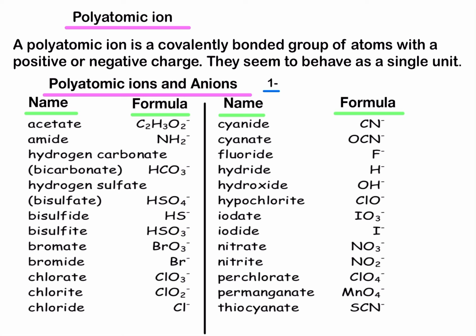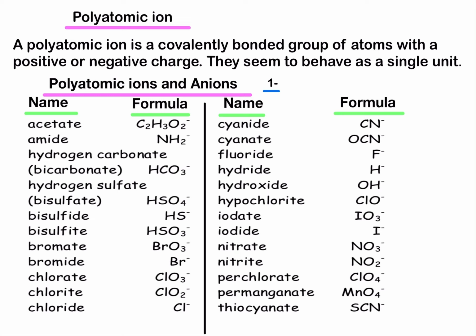A polyatomic ion is a covalently bonded group of atoms with a positive or negative charge. They seem to behave as a single unit. Now let's see the name and formula of some polyatomic ions and anions. Acetate, C2H3O2 minus. That means they all have a one negative charge. Amide, NH2 minus. Hydrogen carbonate, or we can also call it bicarbonate, HCO3 minus.